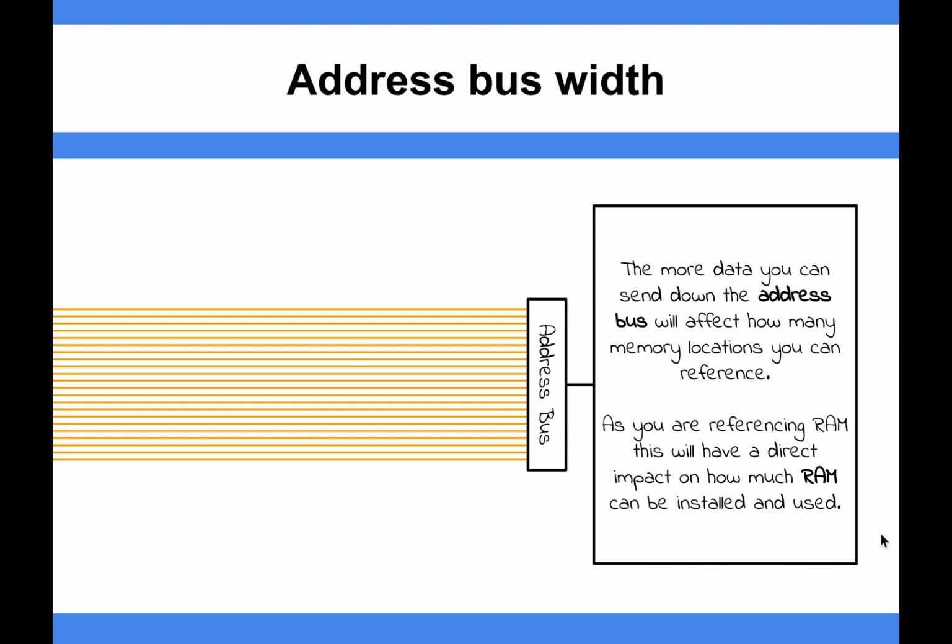So obviously if we have a bigger address bus width, then we can install much more RAM, and then it's all the benefits of having more memory, as an example. So the bigger the address bus width, the better.